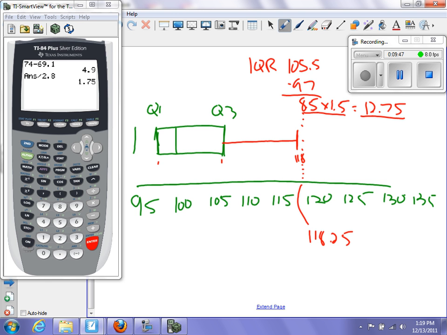The reason I'm saying that is because if I go on the other side, it's the one that's greater than the fence. So my left fence here would be 97 minus 12.75, about 85 something. But I know that my lowest value is 95. So my fence on this diagram would actually be below my lowest value. So I know then that my min is my other whisker, because it's the lowest value closest to the box inside the fence.